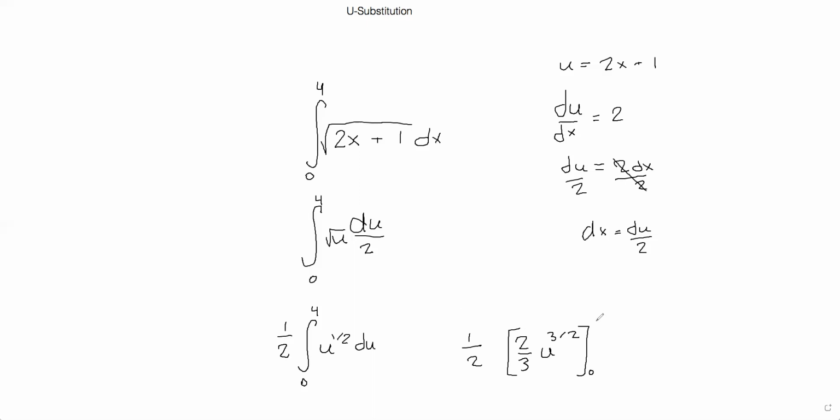We're going from 0 to 4. So we can simplify a little bit. So we have 2 times 1/2 is 1. So the 2 and the 1/2 cancel each other out. We're left with 1/3 u to the 3/2, which is going to be 2x plus 1 to the 3/2.